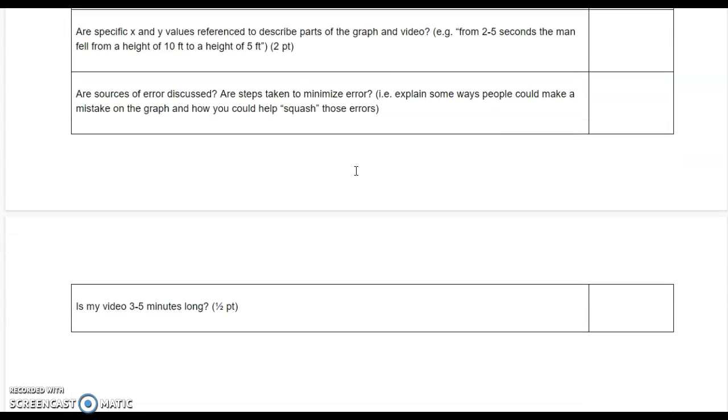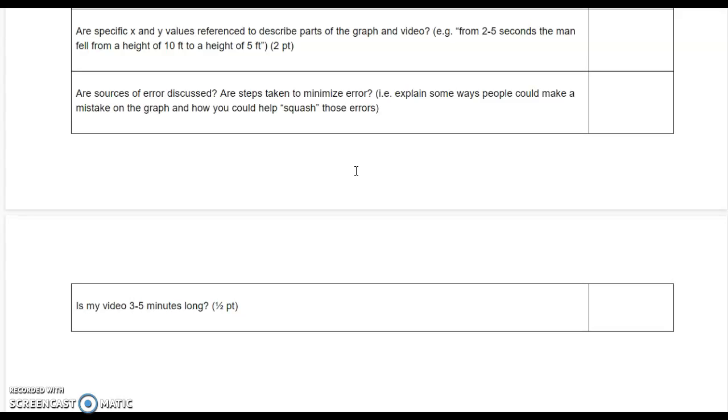Are your sources of error discussed? Are there steps to take to minimize errors? So explaining ways people could make a mistake on the graph, or how you can help make sure that they're focused on what the y-axis is saying. So in the Monday video, one of the videos, it was the same man, but it was height from his waist from the ground, not his feet. So one of the graphs was from his feet, one of the graphs was from his waist, making sure you're knocking out those errors.